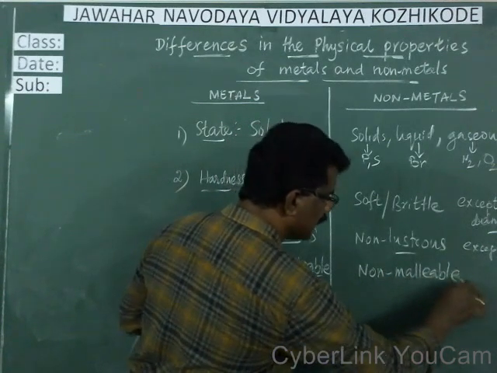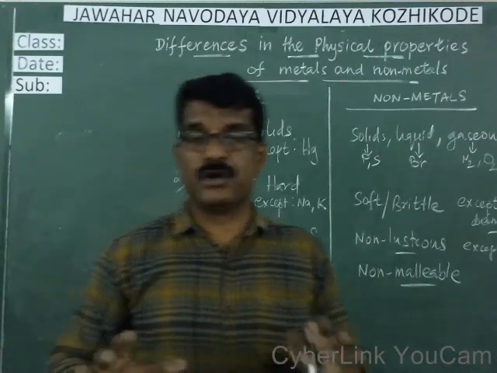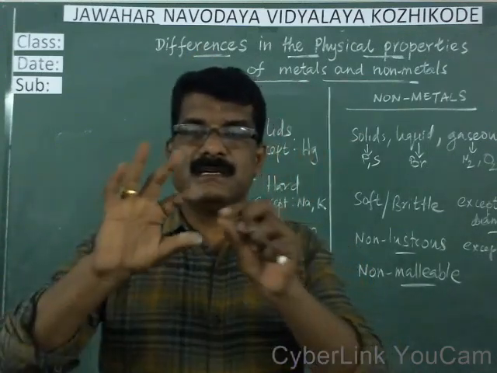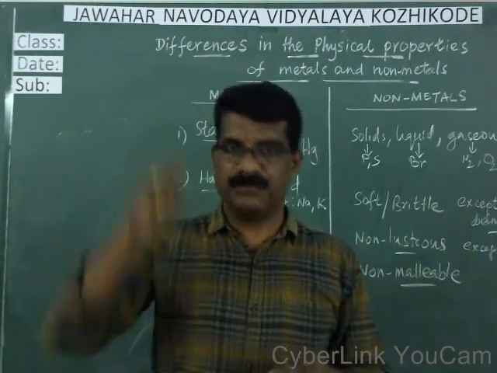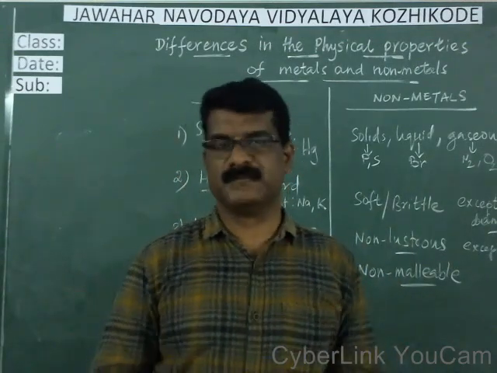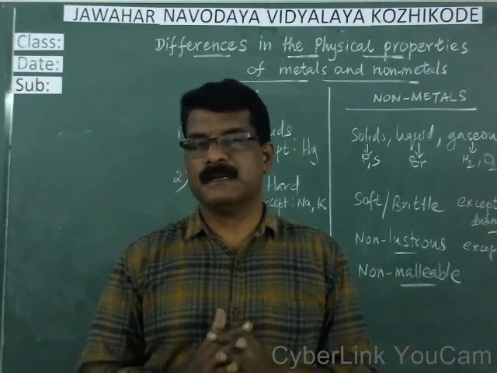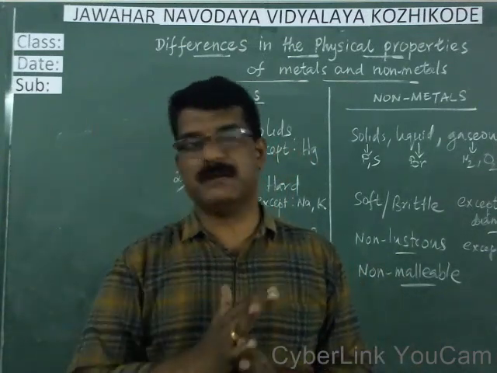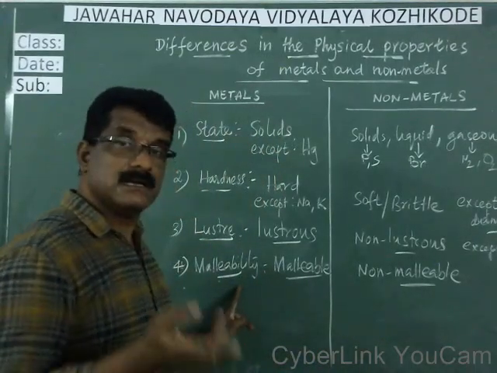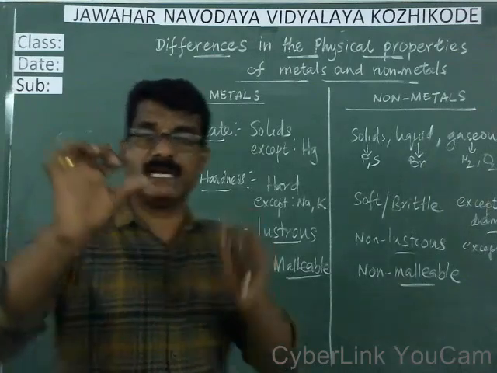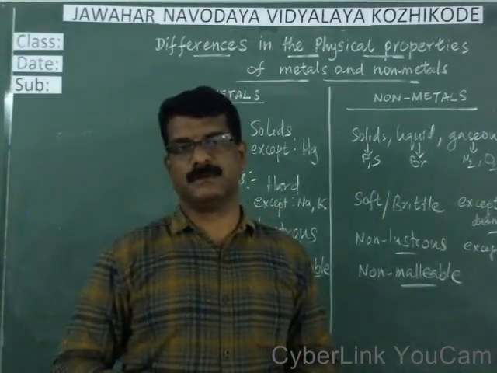Okay, non-metals are non-malleable. Non-metals cannot be hammered into sheets. If you hammer it, it will become powder. It will break, because non-metals are brittle. So non-metals are non-malleable, whereas metals are malleable. They can be beaten or hammered into very, very thin sheets.